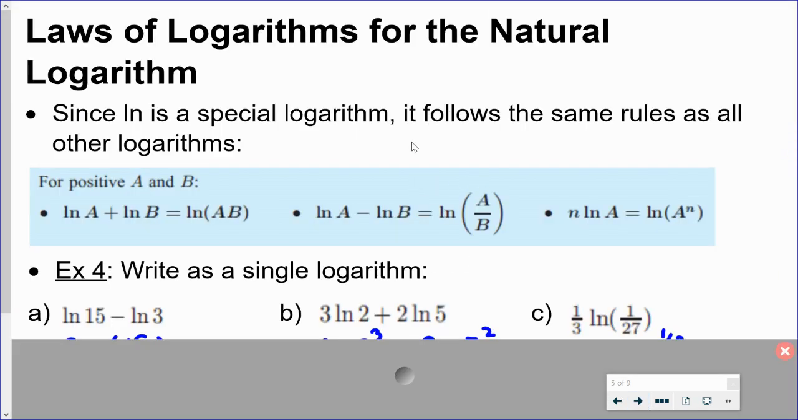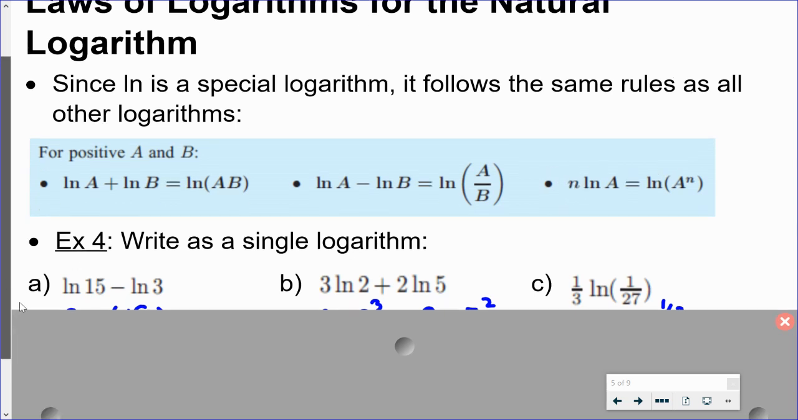Now, since ln is a special logarithm, it follows the same rules as other logarithms. So those log laws that we talked about in our previous videos all apply to ln as well. If I'm adding two lns, two natural logarithms with the same base, I can combine their values by multiplying. If I'm subtracting two lns, I can take the ln of their quotient, or if I have a constant factor times the ln of a value a, I can raise that factor up as an exponent.